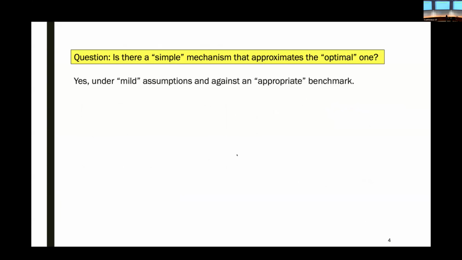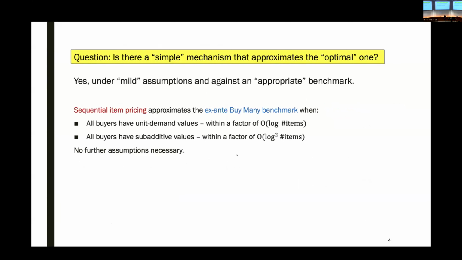To cut to the chase, the answer I'm going to give you is that as long as we are trying to approximate a suitable benchmark, and under certain mild assumptions, the answer is yes. Let me be a little more specific. We're going to talk about a benchmark that I will define in a little bit, so don't worry if these terms don't make sense yet. We're going to approximate a benchmark that we call the ex ante buy-many benchmark, and I'll motivate why this is a good benchmark to look at. And we'll consider a simple class of mechanisms called sequential item pricing.